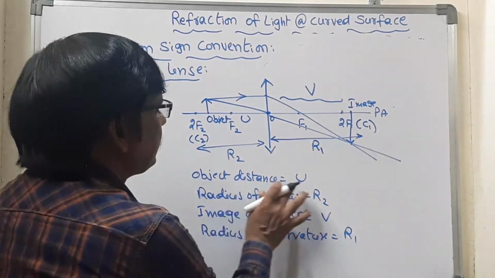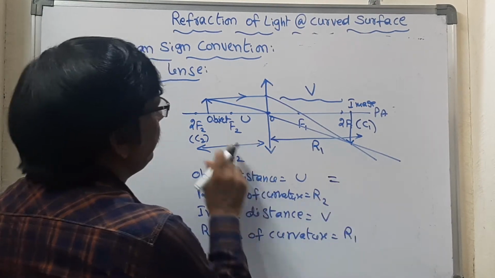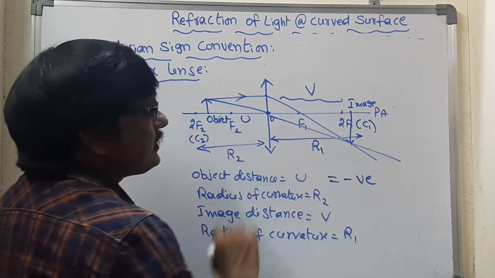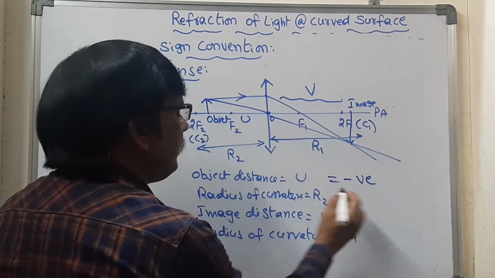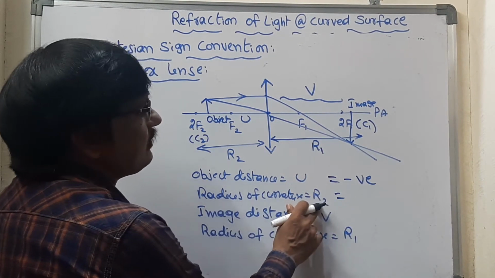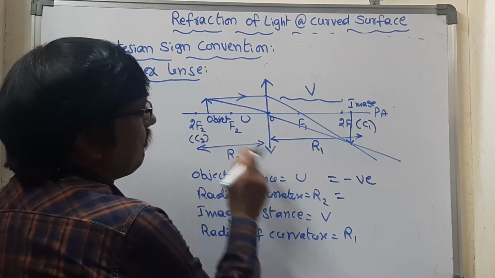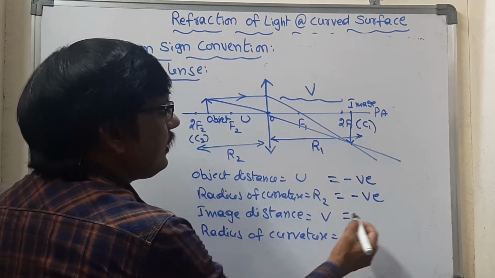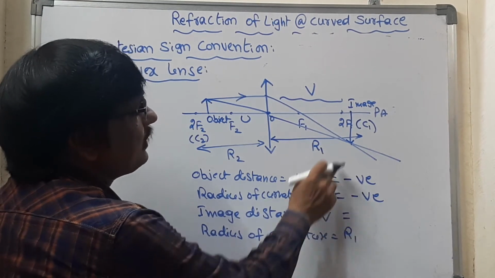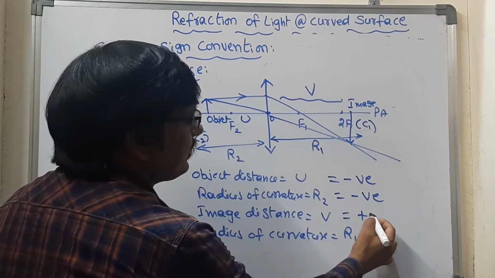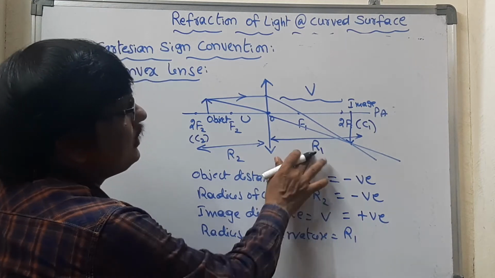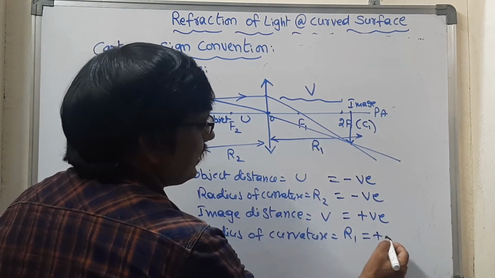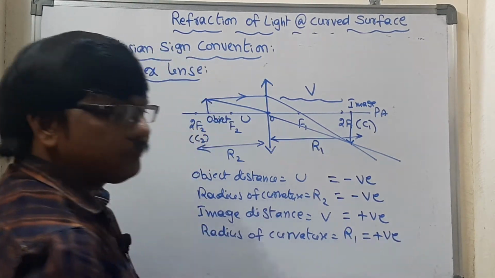So the object distance is on which side? That is the left side, so U is negative. What about R2, the second radius of curvature? The second sphere is on the left side, so that is again negative. What about the image distance? The image is formed on the right side, so that value is positive. What about the radius of curvature of the first sphere? That is on the right side, so we consider it positive.